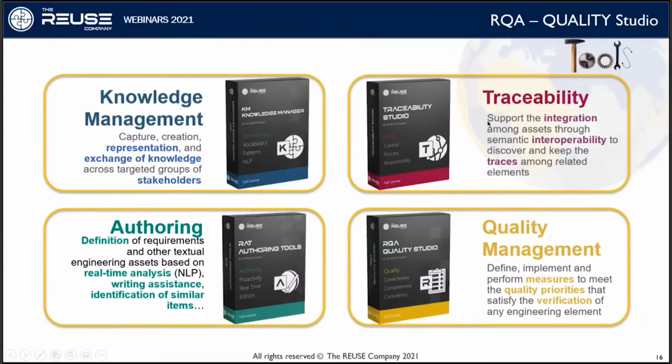You have Traceability to manage traces between the different work products of the project. Authoring tools to help the writers follow well-formed patterns and agreed quality practices, so best practices for requirements quality. And you have the main tool that we'll talk about today, which is RQA Quality Studio, in which you can define your own quality rules, metrics, as we call them. We'll see the definition of this later, and in which you can also monitor the quality by creating reports to help the users improve the overall quality of the specification.